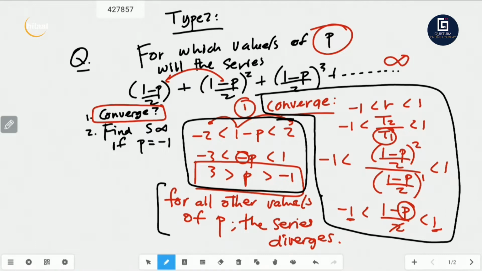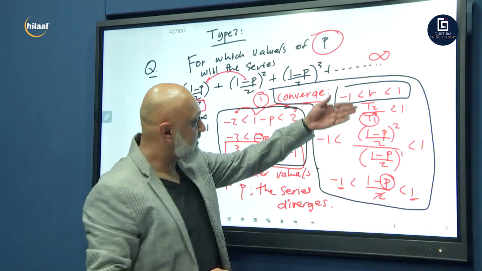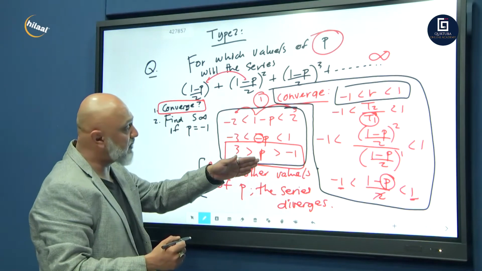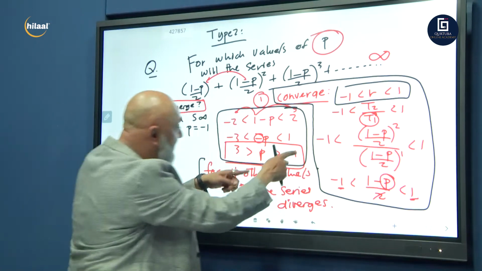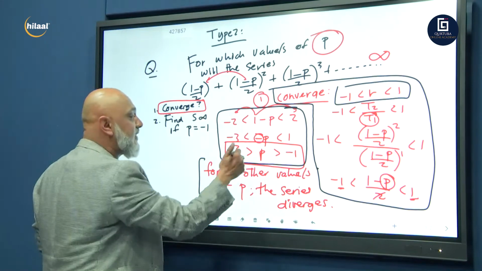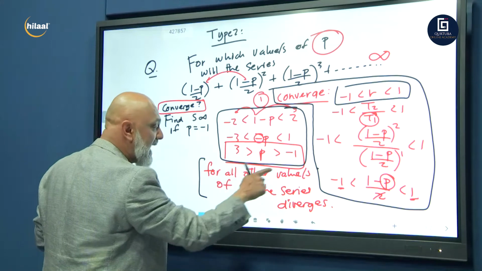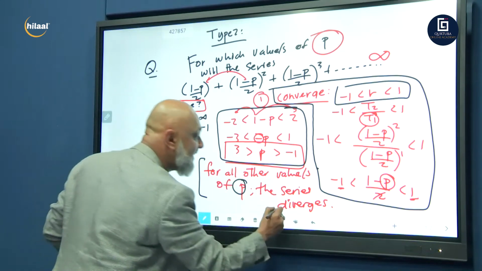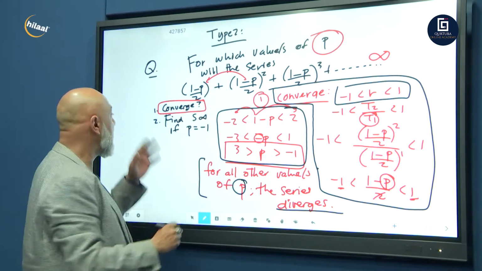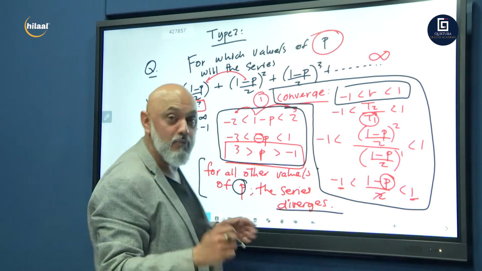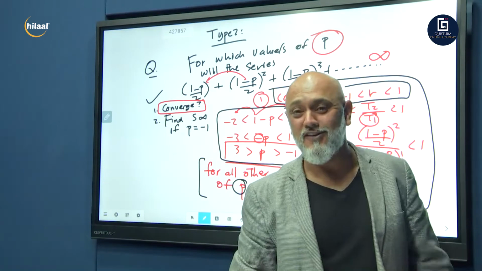For it to converge, you start with the formula. You do it like this. You solve for P in the middle of your double inequality. There we go. And now you say, for these values, it will converge. For all other values of P, the series diverges. Okay, so we've answered question number 1. You probably get about 3 to 4 marks for this question.